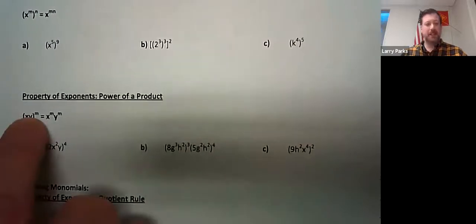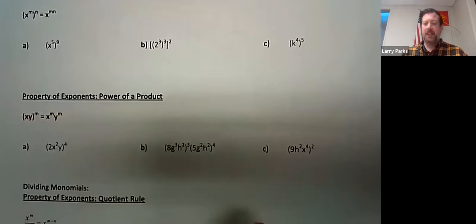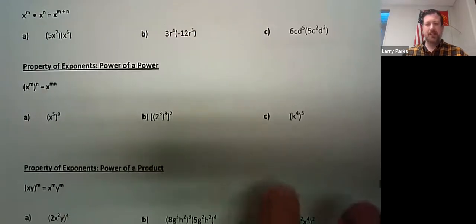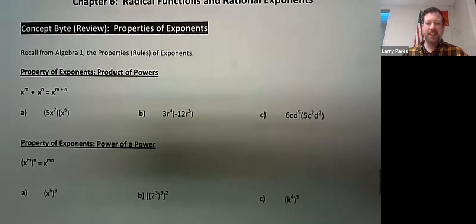Power of a product. Okay, so these rules are listed here, and these are from Algebra 1. We're going to go through some of these relatively fast because it's review. And really, you're not going to be tested over the properties of exponents, but you will be expected to know how to use the properties when we deal with radicals. So I figured spending a day reviewing this would be beneficial.